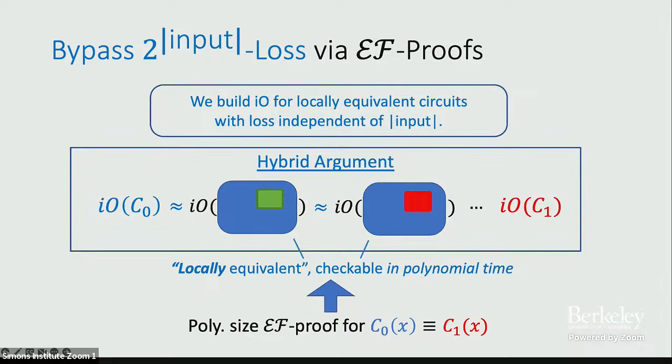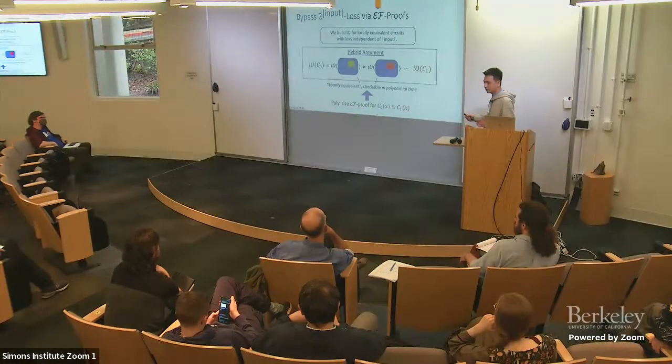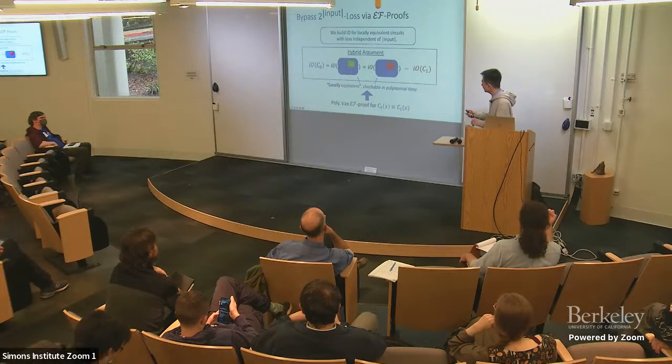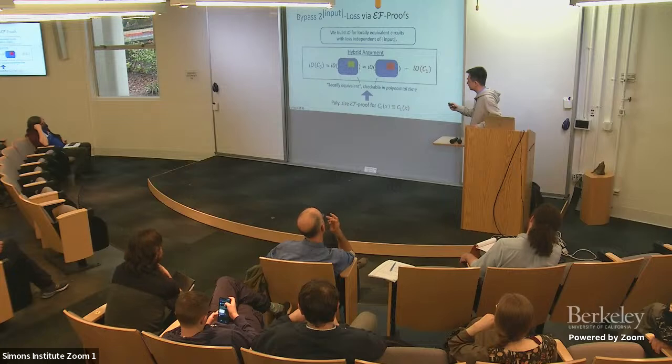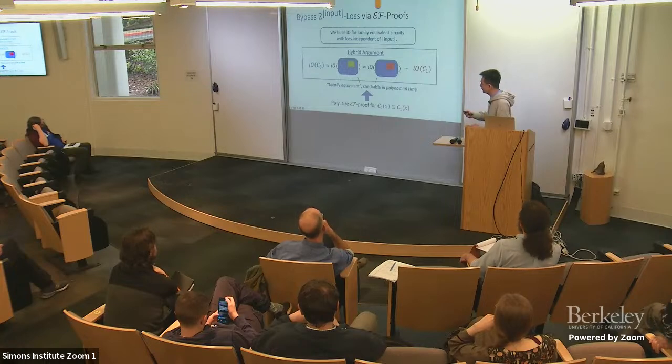Yeah. So you need to prove for all x, C0 of x equals C1 of x. Oh, that's equivalence. Yes. So in the local equivalence, we only care about the difference of two adjacent circuits, and the difference of two adjacent circuits is very small. So that's why we can decide the functionality equivalence for two adjacent circuits in polynomial time.